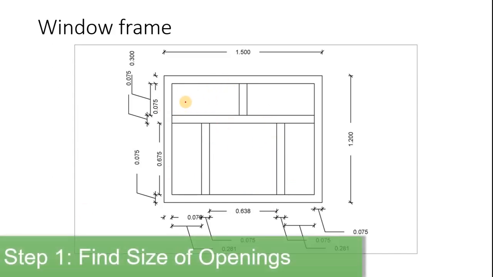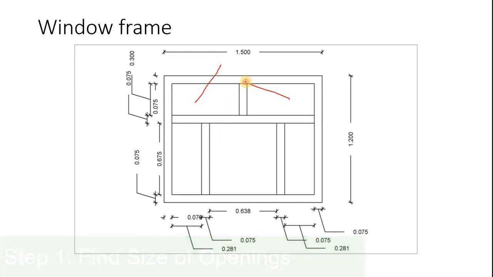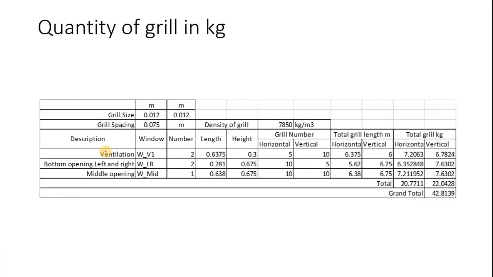Now we need to first find the size of the opening. So this will be our vertical ventilation. This will be the left and right portion and this will be the middle portion. Here you can see the naming: ventilation, left and right portion, which is 2 in number because they have the same dimension, and the middle portion which is 1 in number.